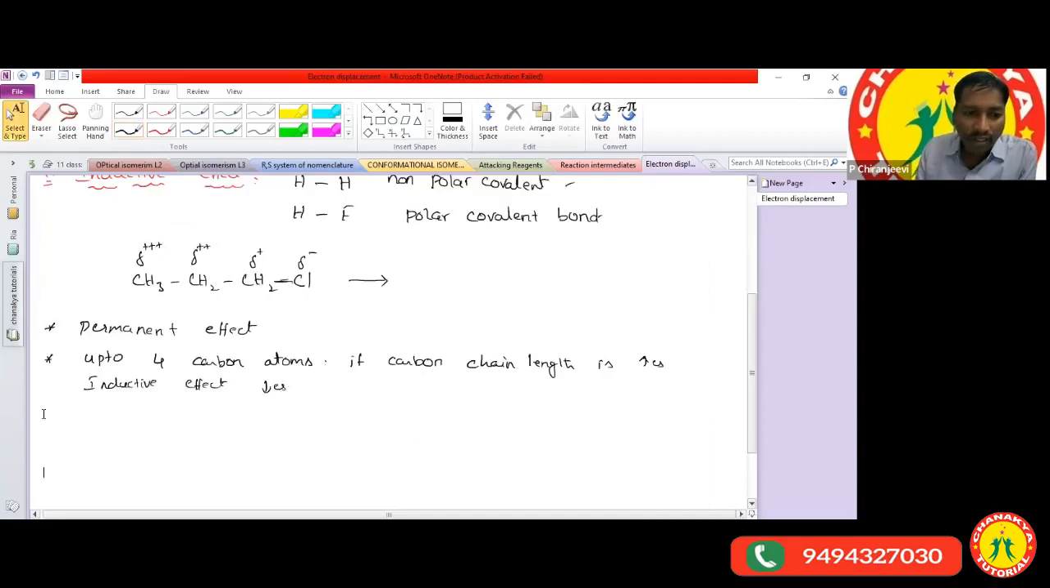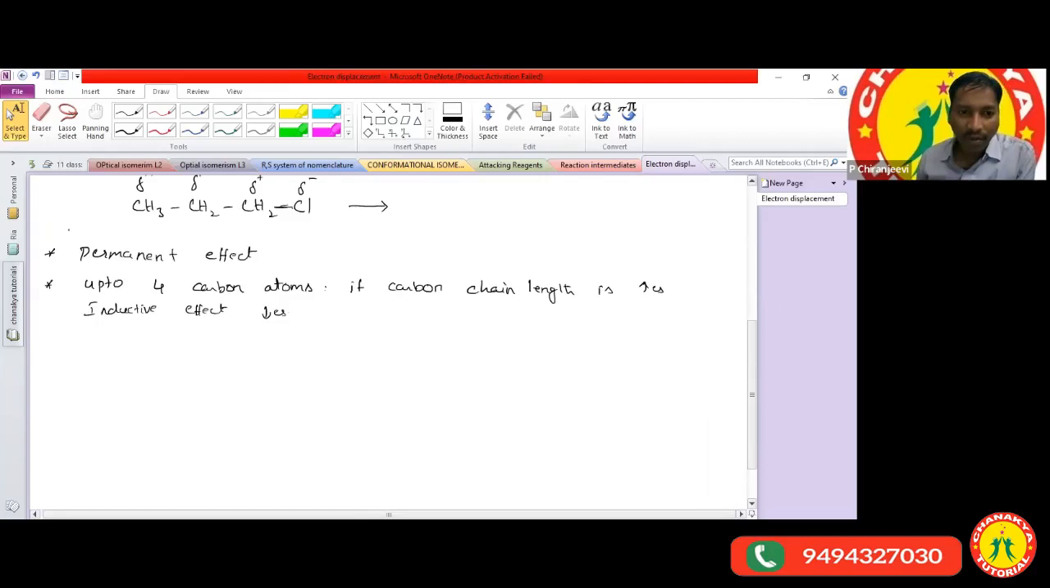The inductive effect can be represented with the symbol I. Again, the inductive effect is classified into two types. What are the two types of inductive effect?